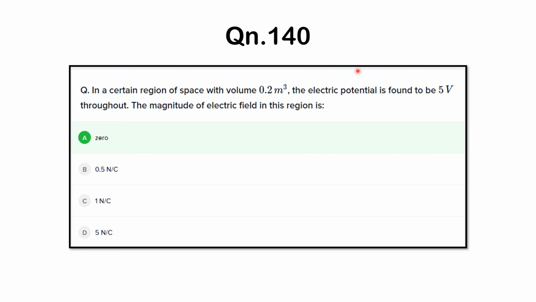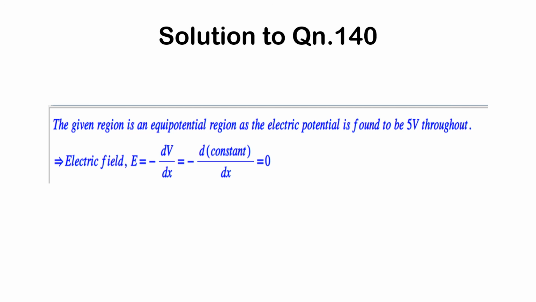Let's go to the next question. Question number 140. In a certain region of space with volume 0.2 meter cube, the electric potential is found to be 5 volt throughout. What is the magnitude of electric field? The answer is 0. Let's look at the solution.